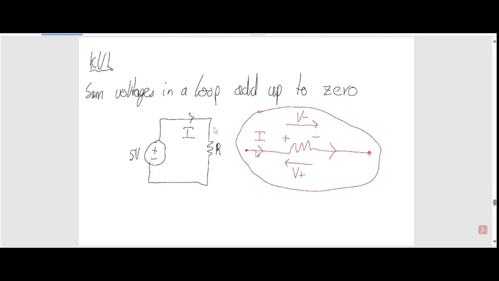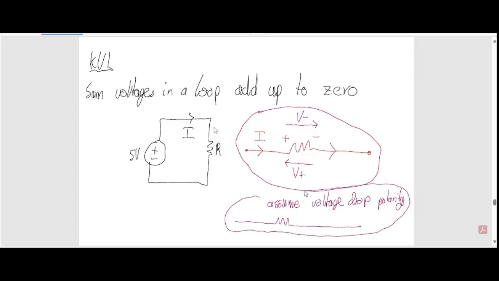If they don't give you the polarity, like a random resistor, you have to assume the voltage drop polarity. I didn't do loop analysis with it yet, but remember when you do loop analysis, they don't really give you the polarities of the resistors. When they just give you the resistor, you have to assume the voltage drop across the resistor to be positive or negative.